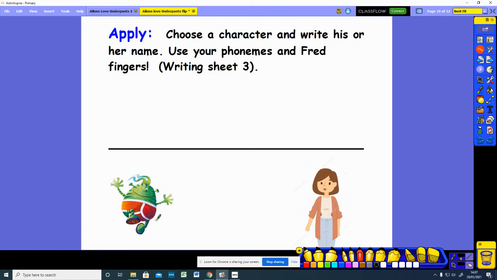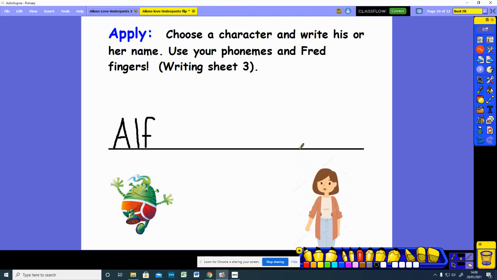Alf. So I'm holding up 3 Fred fingers because there's 3 phonemes in Alf. A, l, f. Now we know, don't we, that names always begin with a capital letter. So I'm starting Alf with a capital A.